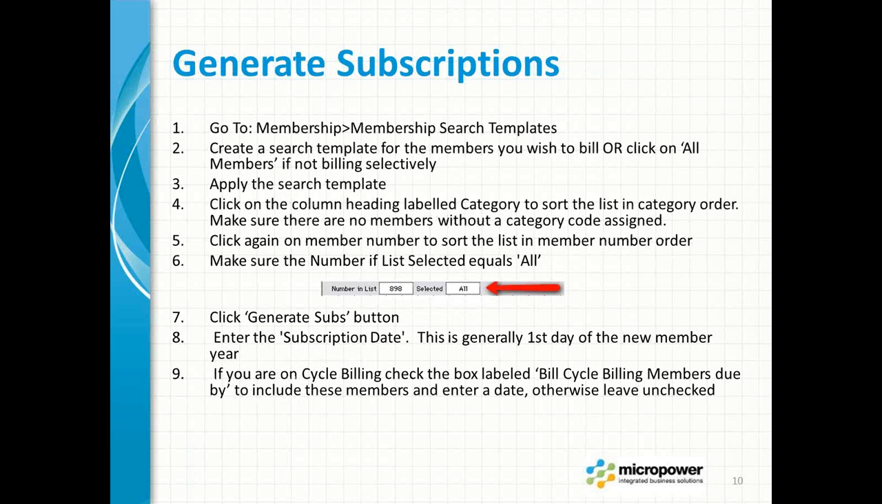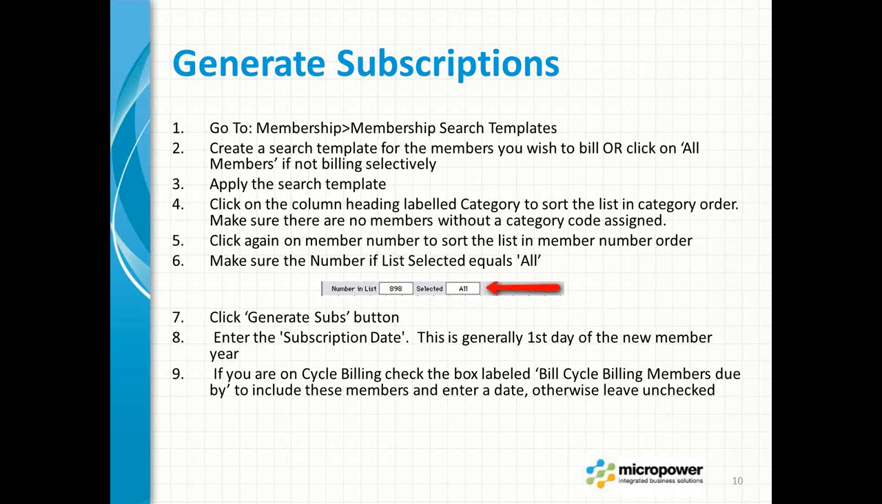Once you've done those first 7 steps, you're ready to actually generate the subscriptions. So step 8 is generating the subs. To do this, we go to the membership search templates under the membership menu, and bring up your membership search template. You create a search template for whoever you want to run the subscriptions for. You don't just have to run it for all members. You can be specific and run it for individual categories if you want to do a category at a time. Alternatively, if you want to run it for all members, you can click the All Members button, and that'll bring up a list of all your members.